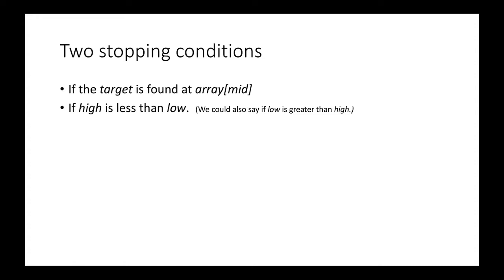So there are two ways to stop the binary search. The first and the most important is if you find the target. Obviously, in that case, you want to return the index that you found.